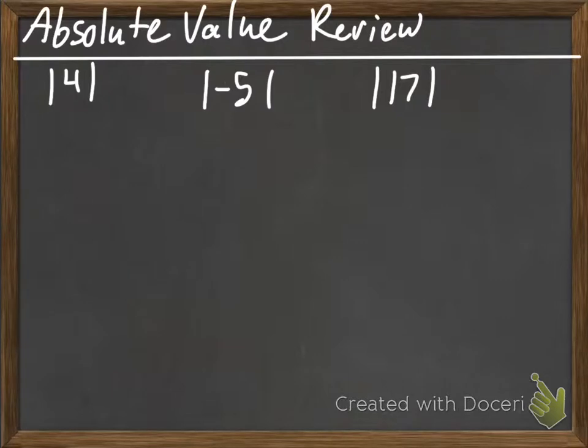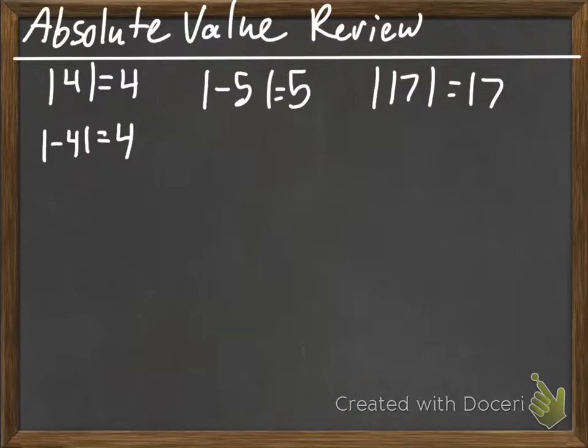So here we have the absolute value of 4. Well, the absolute value of 4 is 4. Absolute value tells you the distance on a number line that something is from 0, which means that the absolute value of negative 4 is also 4. When you take an absolute value, you're going to get a positive answer. So the absolute value of negative 5, it's 5 away from 0, so it's 5. The absolute value of 17 is just 17.